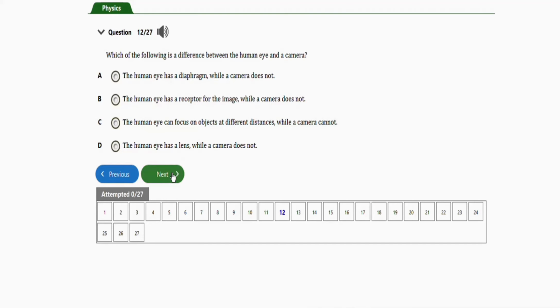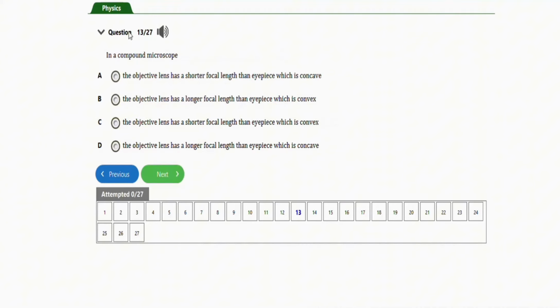The next question is this one. It says, in a compound microscope, the objective lens has shorter focal length than the eyepiece, which is concave. The objective lens has a longer focal length than the eyepiece, which is convex. No. The objective lens has a shorter focal length than the eyepiece, which is convex, correct? Though we have answered this question before, the correct option is option C. The next question is this one.